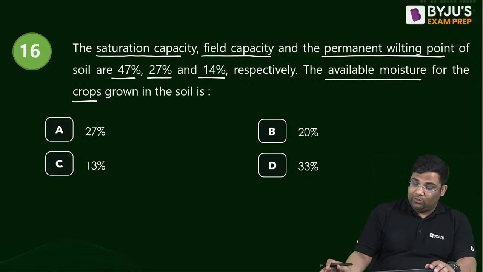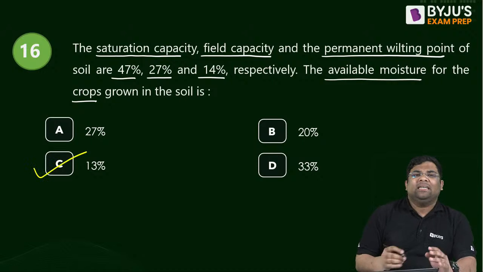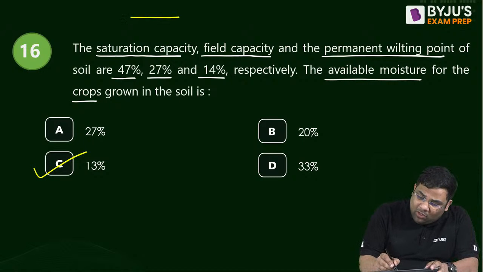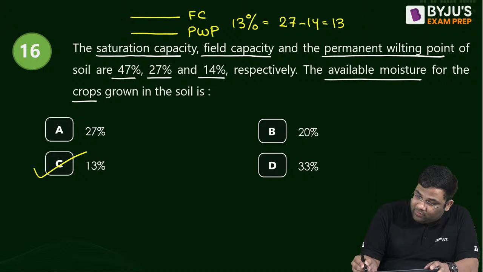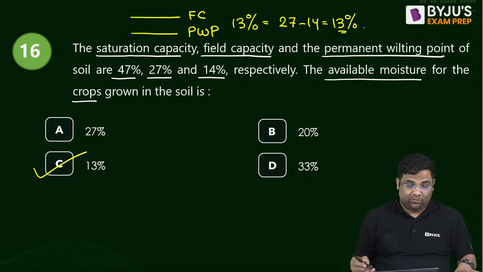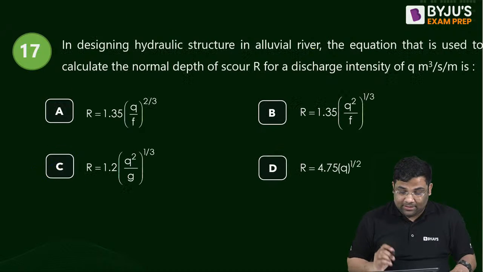Very good. The answer is 13%. See, the available moisture will always be field capacity minus the permanent wilting point. So here in terms of percentage, it will be 13. How? 27 minus 14. Very good.